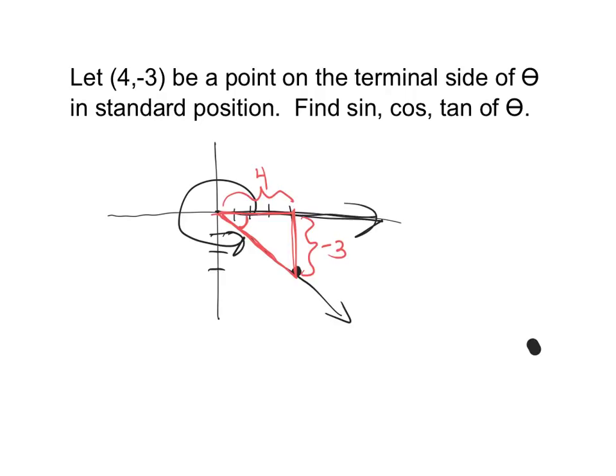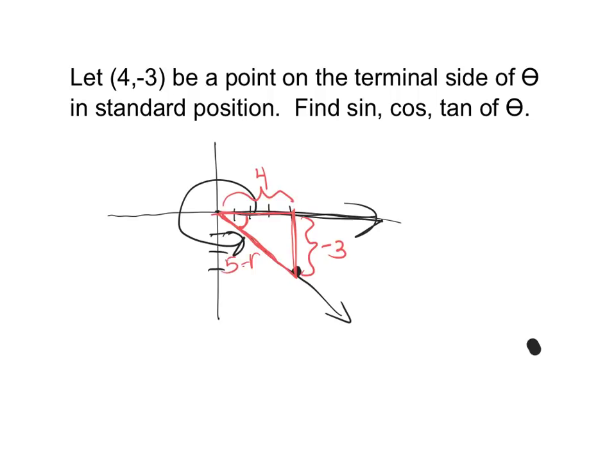Now, x and y can be negative, but r is always positive because it's the radius of my circle. And you can picture that there is a circle here that just is not drawn. So in order to find r, I'm going to use the Pythagorean theorem. You'll recognize this as a 3, 4, 5 triangle. In this case, r is 5.